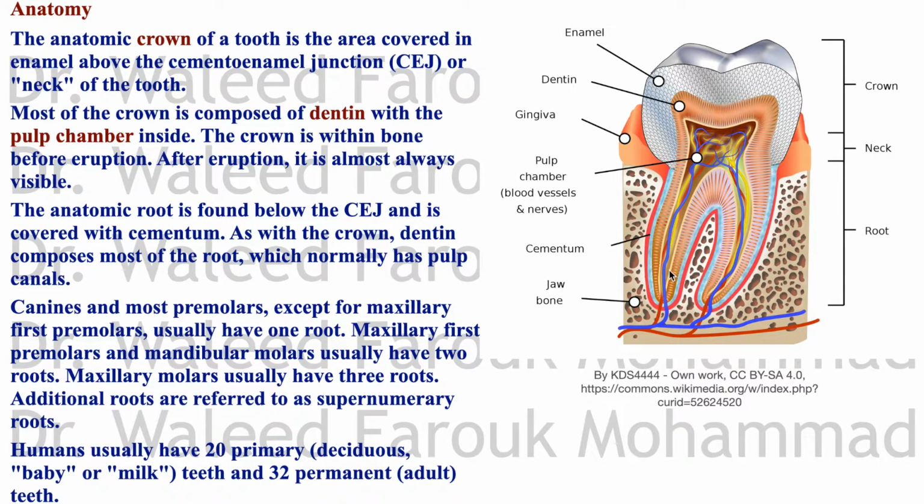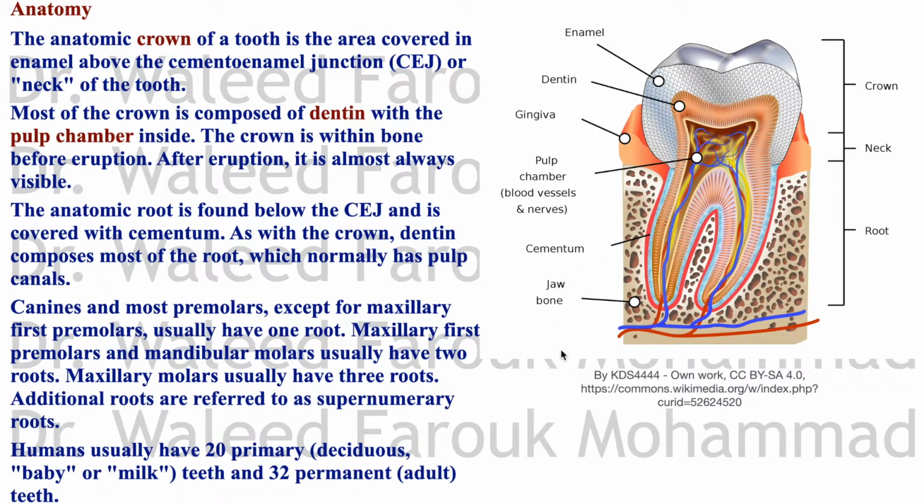The root is found below the cemento-enamel junction. This is the root, and it is covered with the cementum, as you can see here, this blue layer. The dentin composes also the root, and normally has a pulp canal through which the blood vessels and nerves enter the pulp chamber inside.